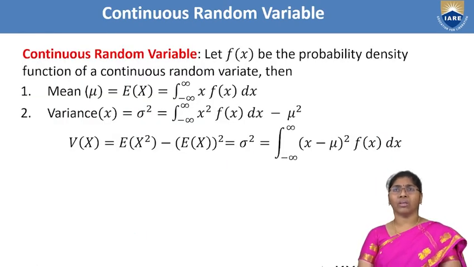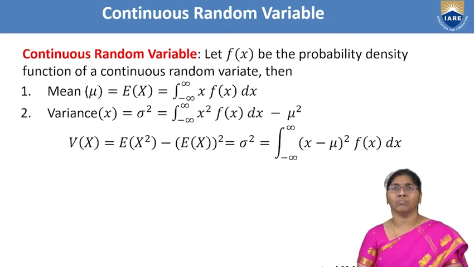And the next topic is continuous random variable. Let f of x be the probability density function of a continuous random variable. Then mean mu equal to e of x equal to integral from minus infinity to infinity of x into f of x dx. Earlier, mean mu equal to summation x into p of x. Here it is x into f of x dx.